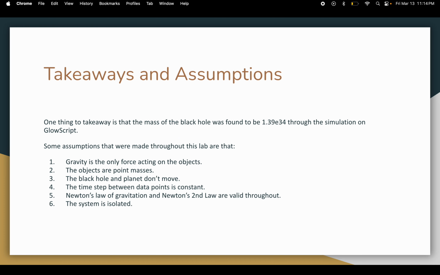And some takeaways and assumptions. One thing to take away is that the mass of the black hole was found to be 1.39 times 10 to the 34 through the simulation on GlowScript. And then some assumptions that were made throughout this lab is that gravity is the only force acting on the objects. The objects are point masses. The black hole and the planet don't move. The time step between data points is constant. And then Newton's law of gravitation and Newton's second law are valid throughout. And that the system is isolated. So there are no other masses exerting the gravity force on the system.